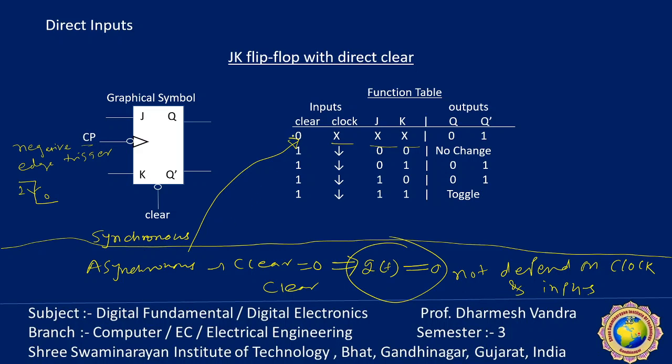Okay, now what happens if it is synchronous? The synchronous clear waits for the next clock pulse, and when this clock pulse occurs, at that time Q(t+1) equals 0. So this is the big difference between these things.